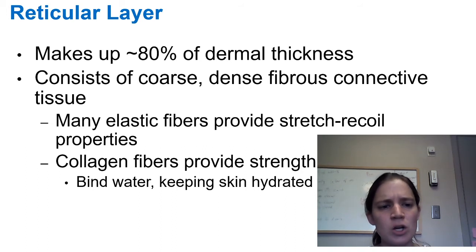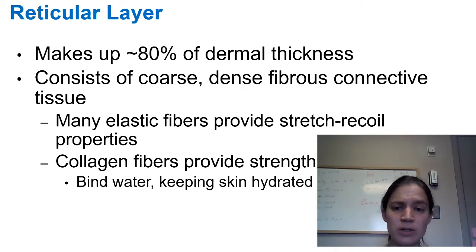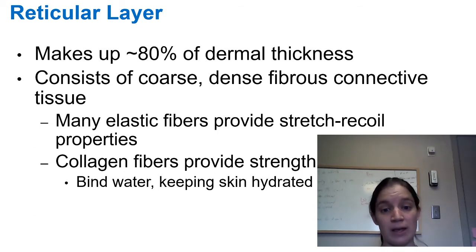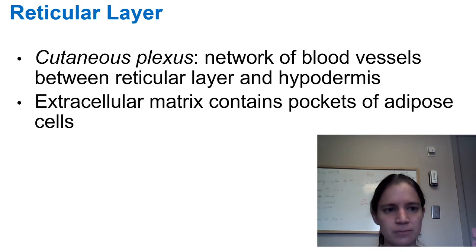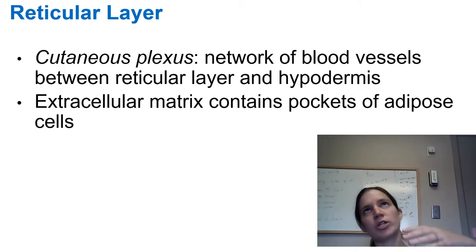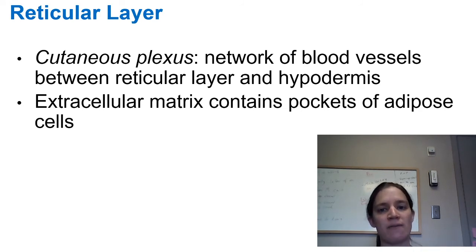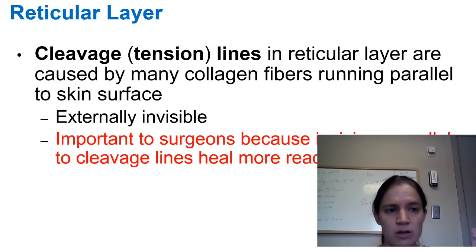So you've got elastic fibers that are providing some of the stretch. You have collagen fibers that are going to provide a lot of the strength. They'll also hold on to water to keep your skin hydrated. Just deep to the reticular layer, you have a whole bunch of blood vessels. It's called the cutaneous plexus, and you have a bunch of blood vessels there. There's also little pockets of adipose tissue, of fat tissue there.